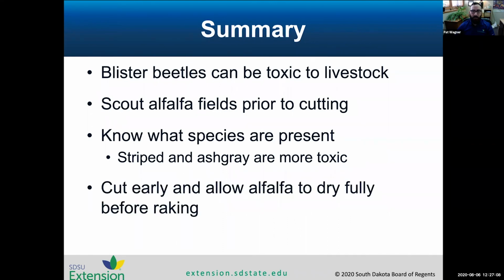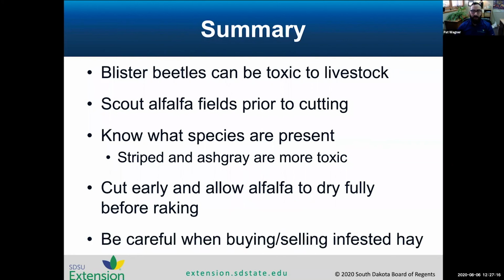When you are cutting, make sure you cut early, and then also allow that alfalfa to dry fully before you rake it up. And then finally, always just be careful when you're buying or selling infested hay. Make sure the buyer knows what they're getting, and make sure that it's not going to horses or something, that it's not going to cause problems down the road.